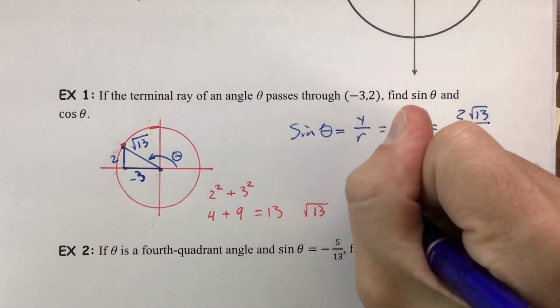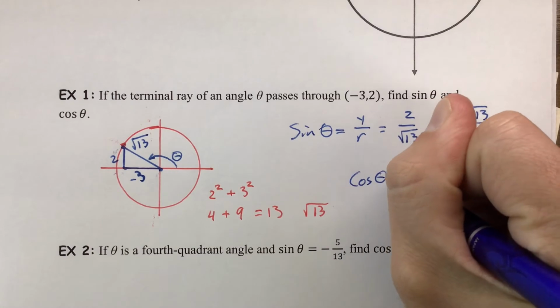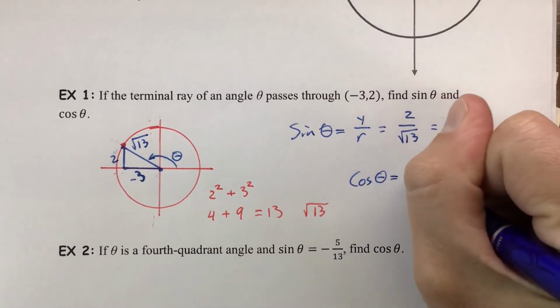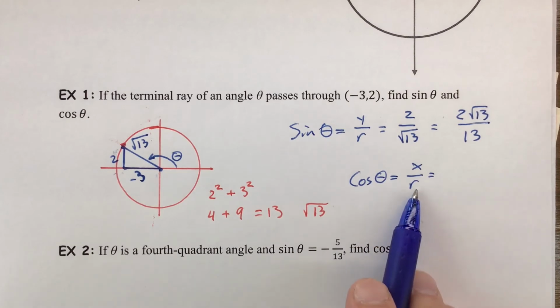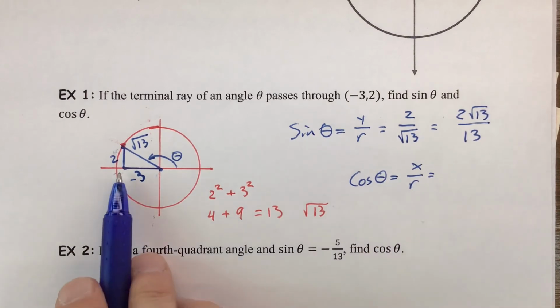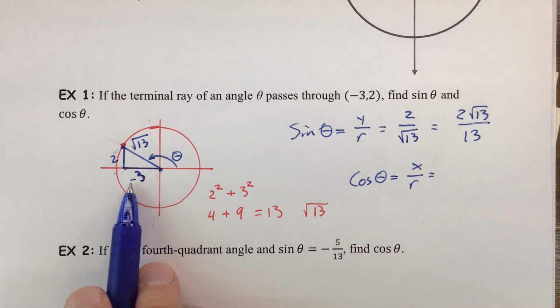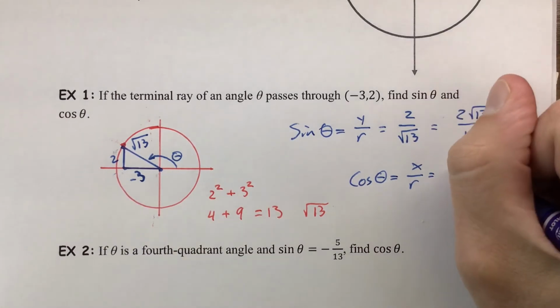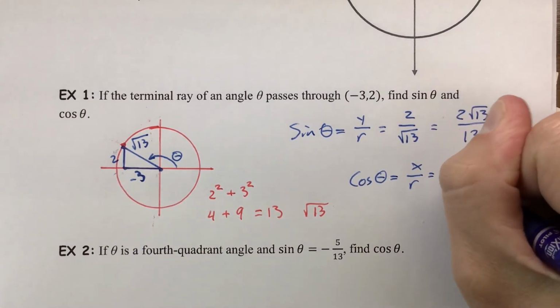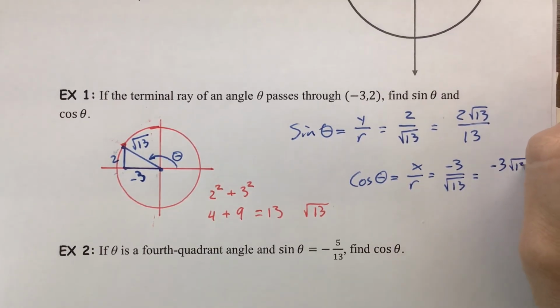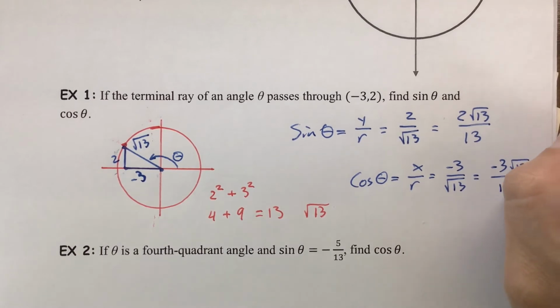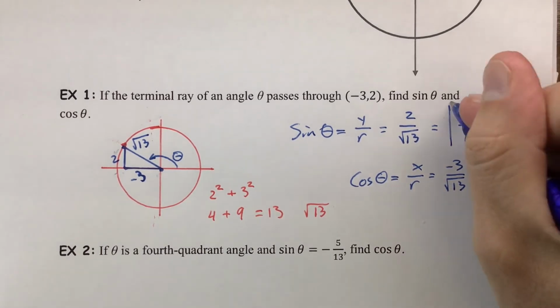For the cosine of theta, we're going to have x over r. The good thing is we've already figured out the r value. The x is the -3, so that's where the negative becomes important here. You get -3 over square root 13, which, once you have it all fixed up, will be -3 square root 13 over 13. So those are your answers.